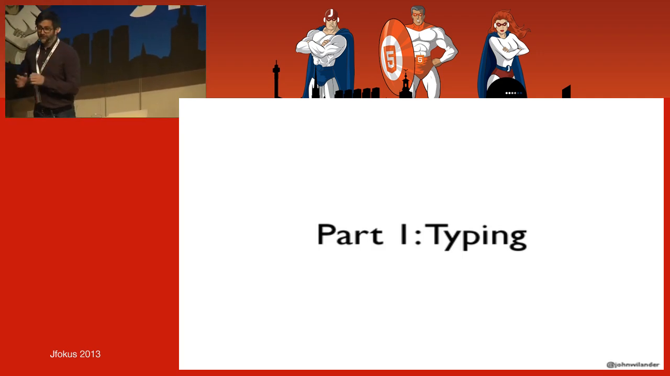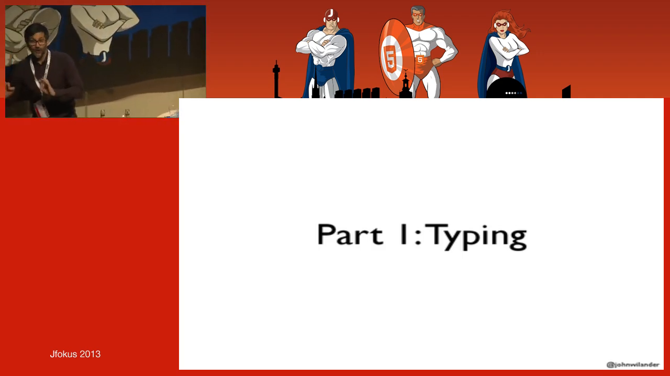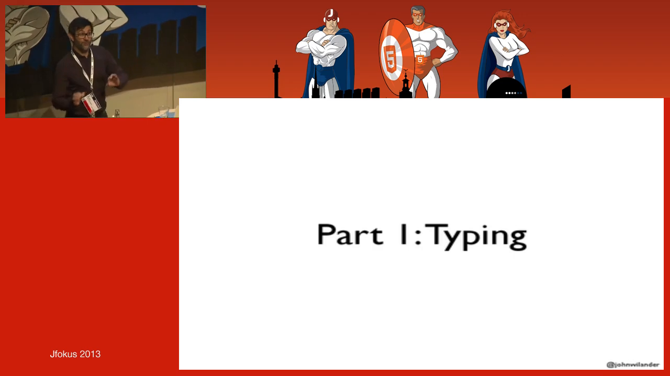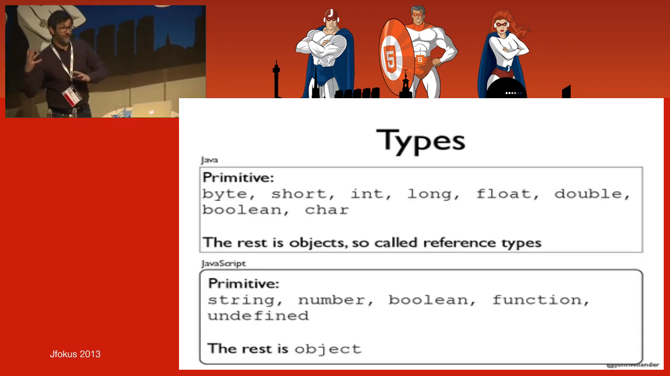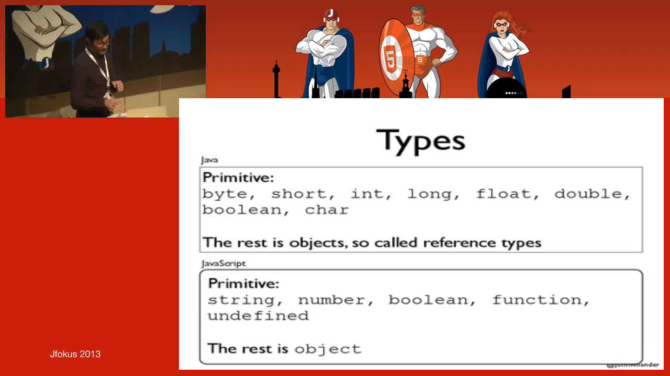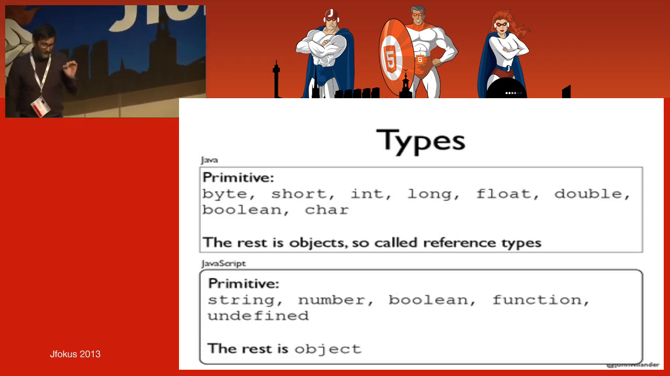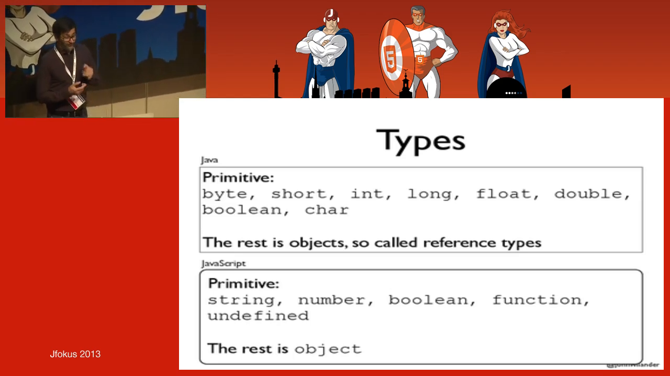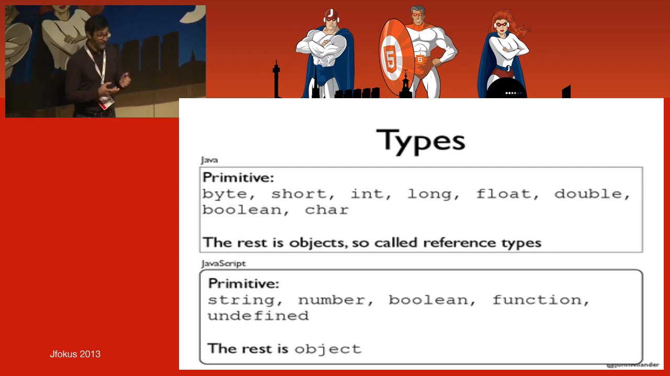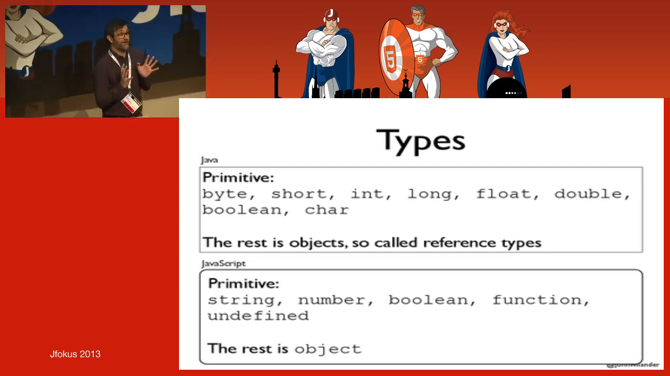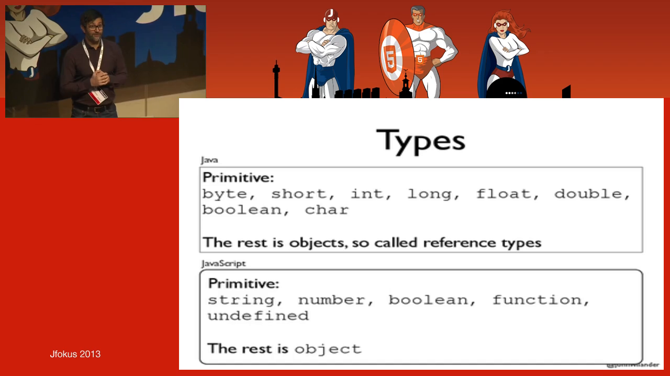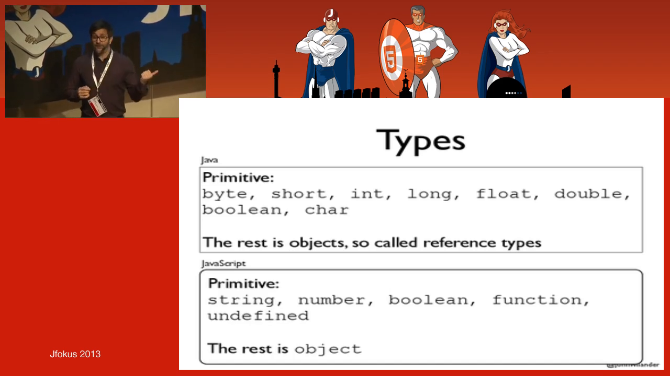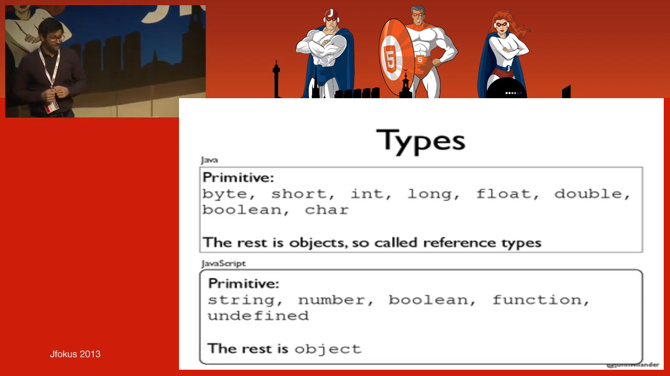But I would actually like to go into some details right away, and I will be comparing JavaScript with Java. So hopefully this will be something familiar, and then we can look at the differences there are. First of all, types. In Java, you have a lot of primitive types: byte, short, int, long, float, double, boolean, char. And the rest is objects, or so-called reference types. If you compare this to JavaScript, you will find that you also have a bunch of primitive types, and the rest are what's called objects.